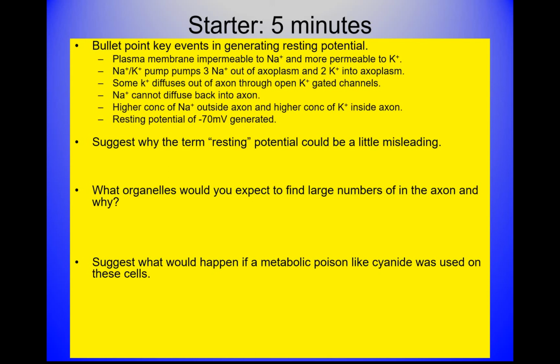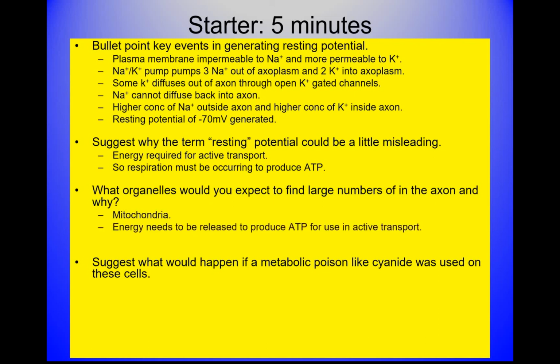Suggest why the term resting potential is misleading. Well, resting just means not sending an action potential at that time, but it is still an active process because active transport is going on to maintain it using the sodium potassium pump. So aerobic respiration must be occurring to produce ATP, which means we'd expect to find lots of mitochondria inside our axons because energy needs to be released for ATP to be produced for use in active transport. So there'll be lots of aerobic respiration going on, and remember, mitochondria are the site of aerobic respiration.